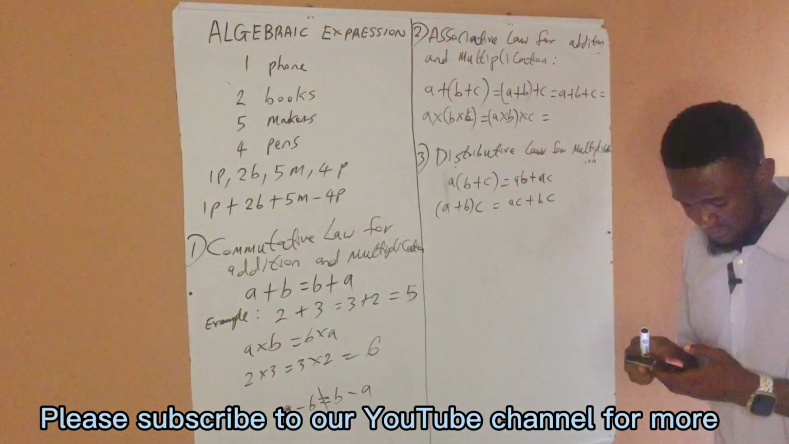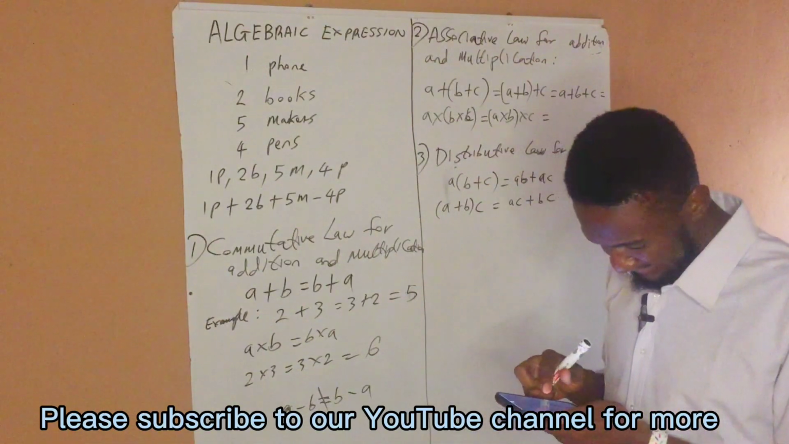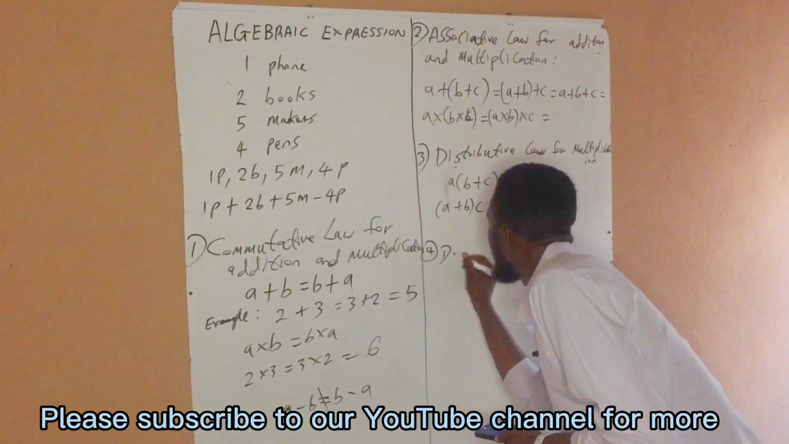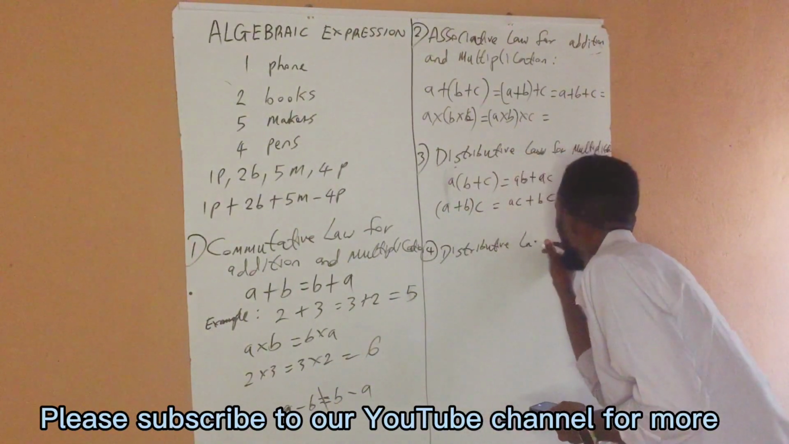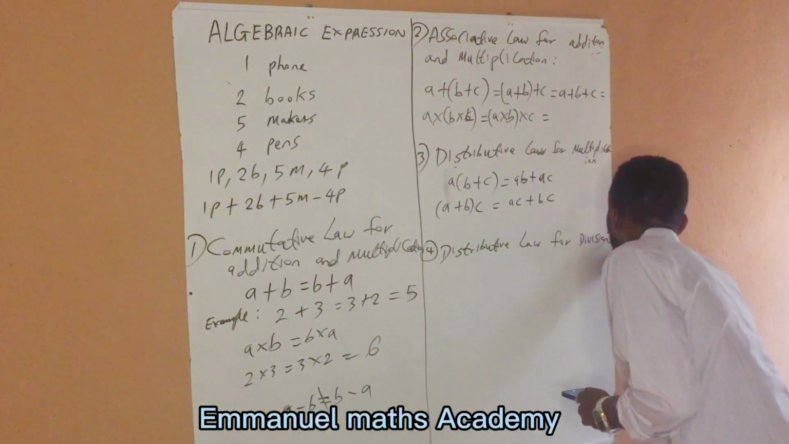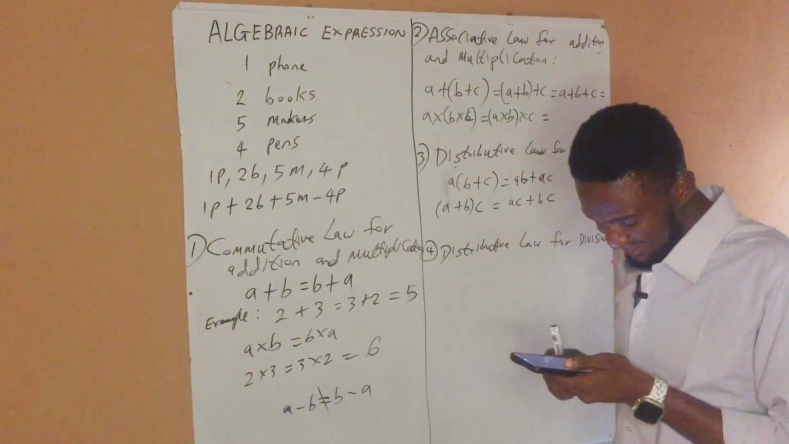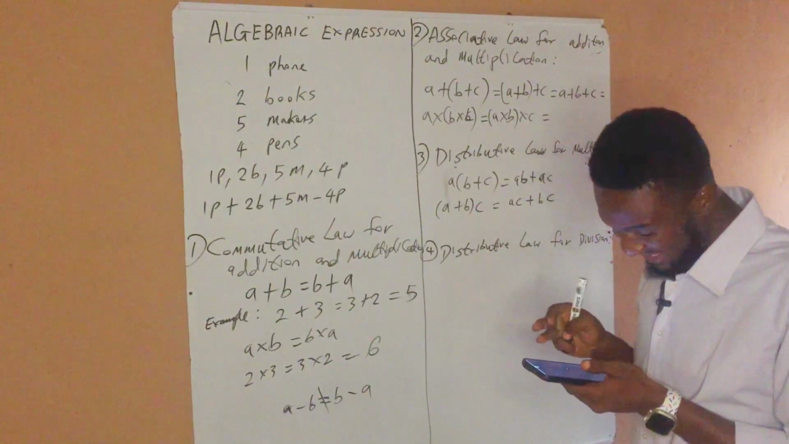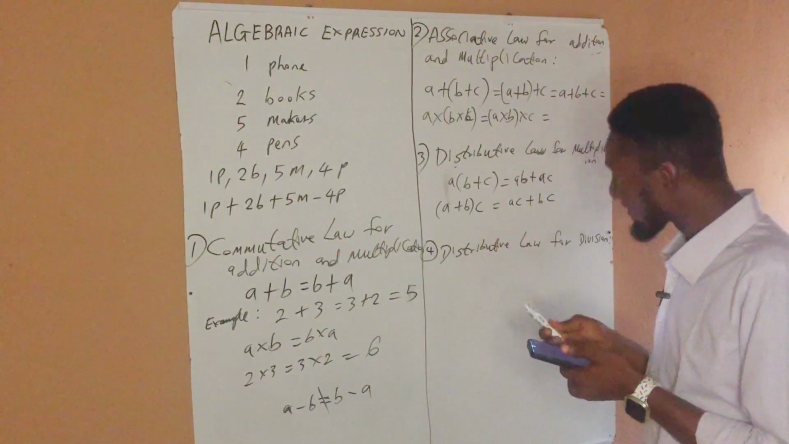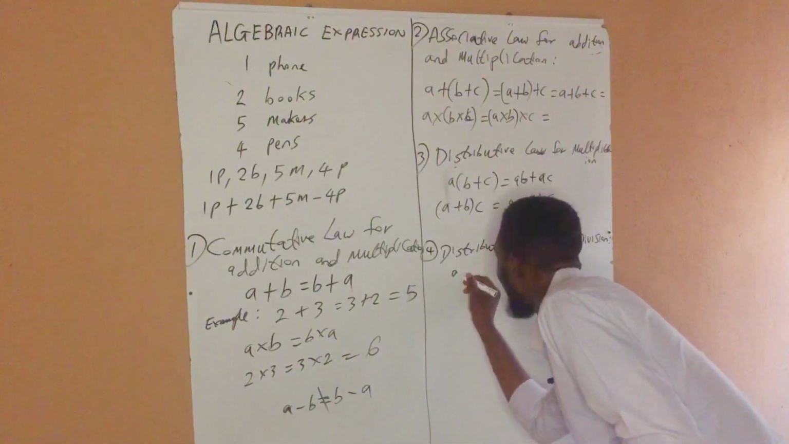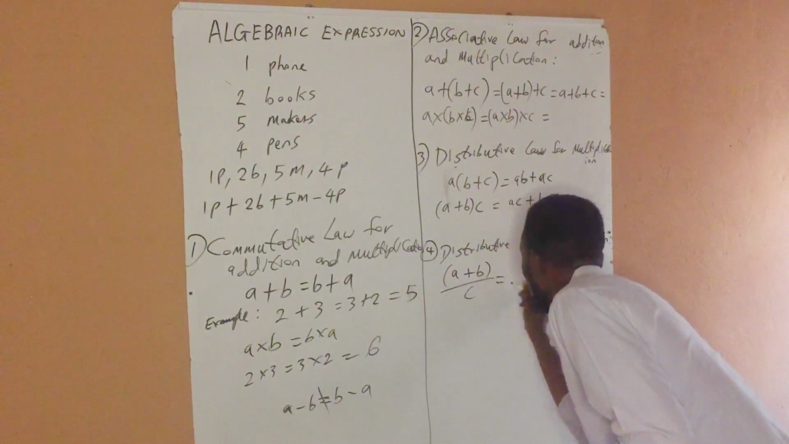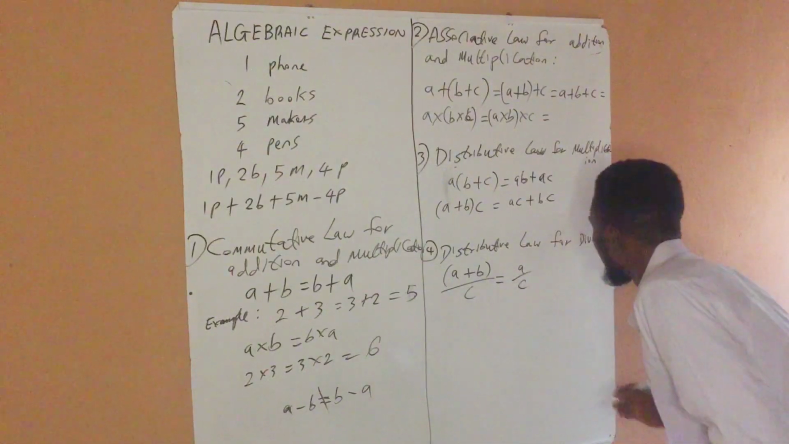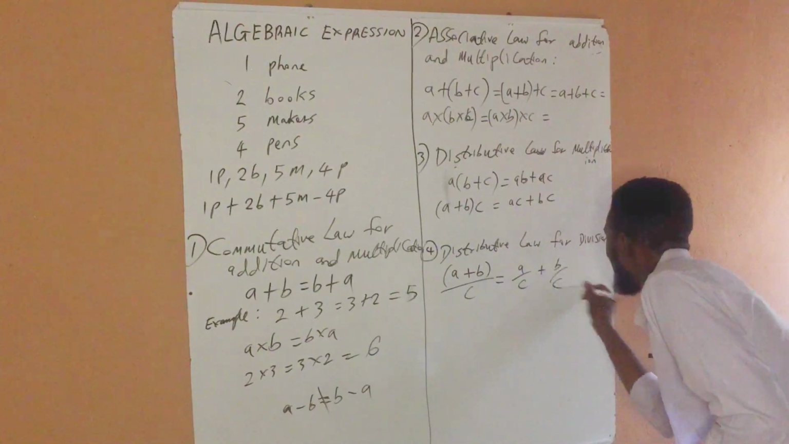As simple as that. Then the fourth law is distributive law for division. This law states that the operation of division distributes over addition under the condition that if a, b and c are numbers with c not equal to 0. Now, this simply means that if you have a plus b, over c, this is also distributive for division. It will distribute as a over c plus b over c. As simple as that.